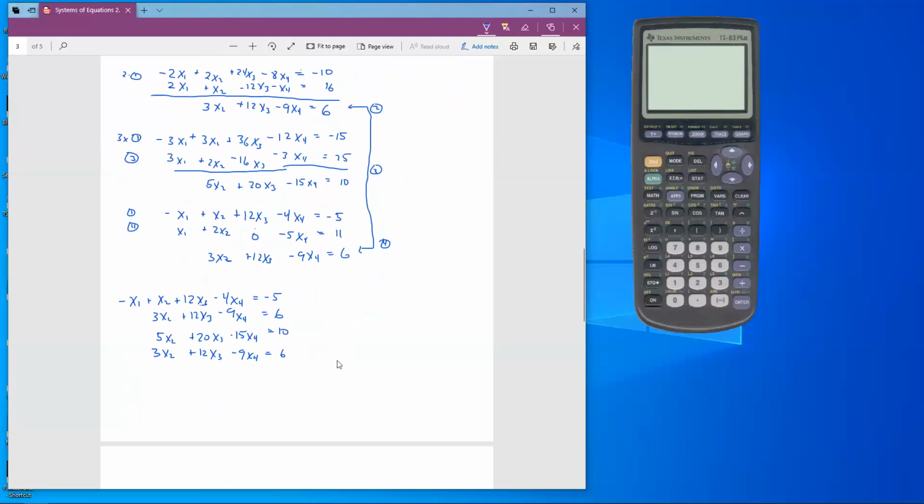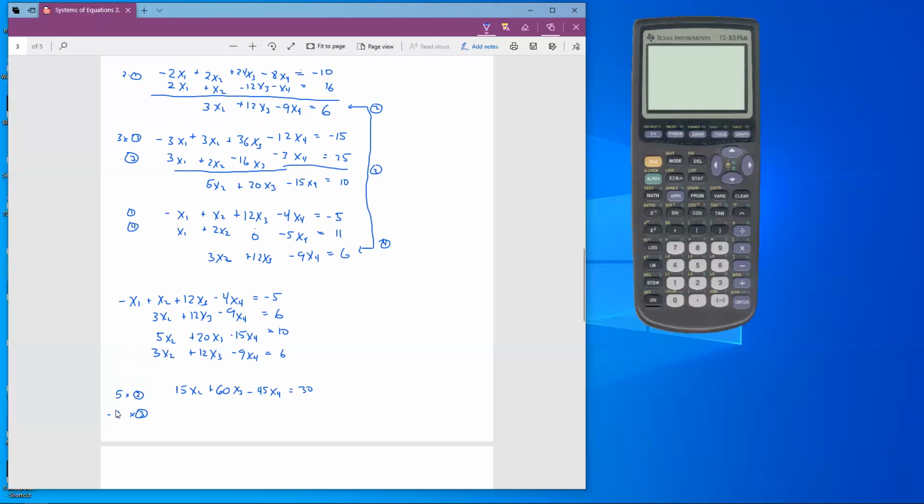So we're going to do 5 times equation 2 and negative 2 times equation 3. So that's going to give me 15x2 plus 5 times 12 is 60x3 minus 45x4, and that is equal to 30. All right, we have negative 2 times equation 3.